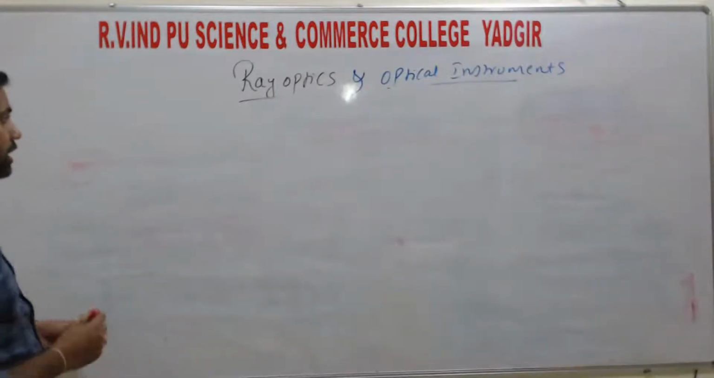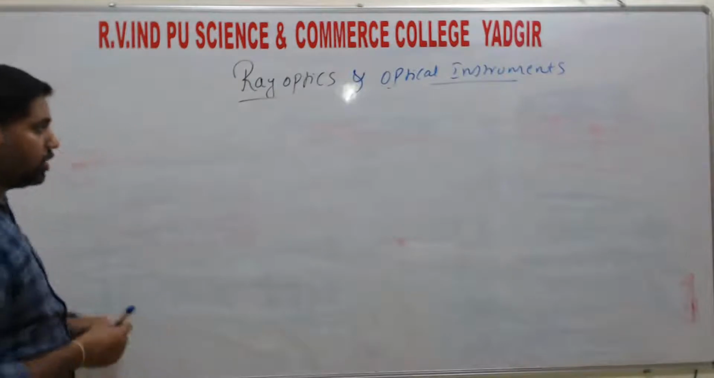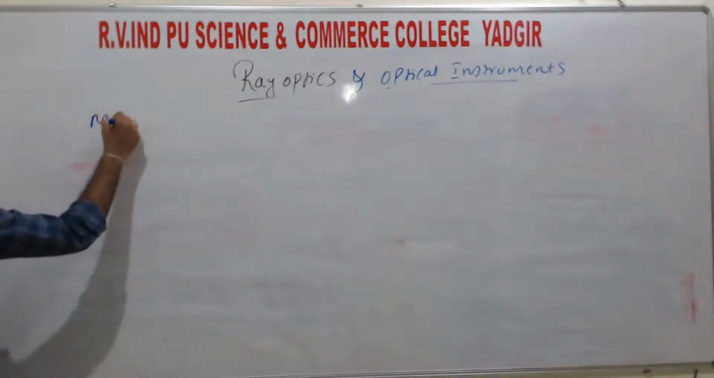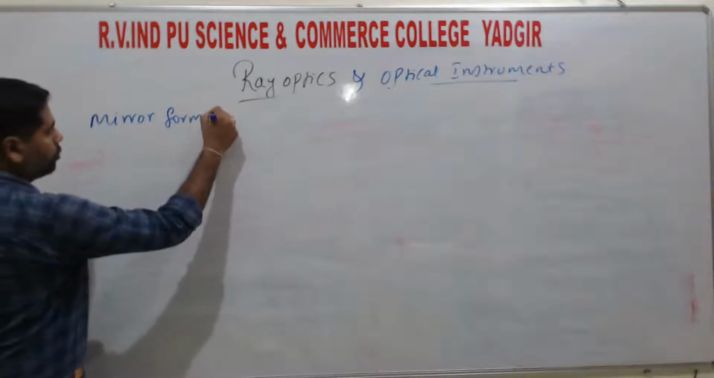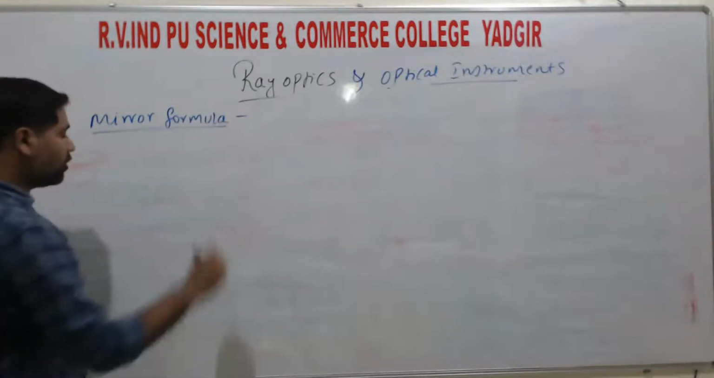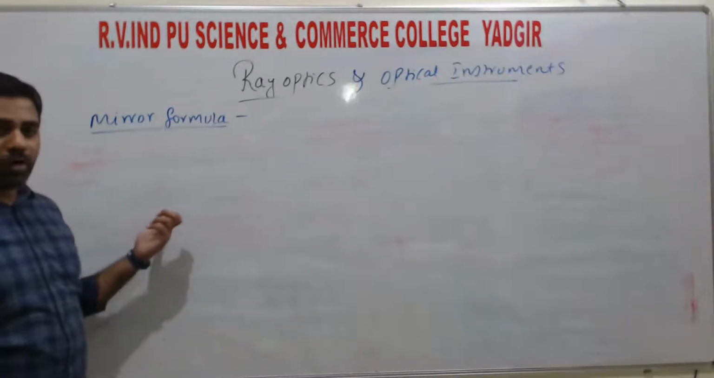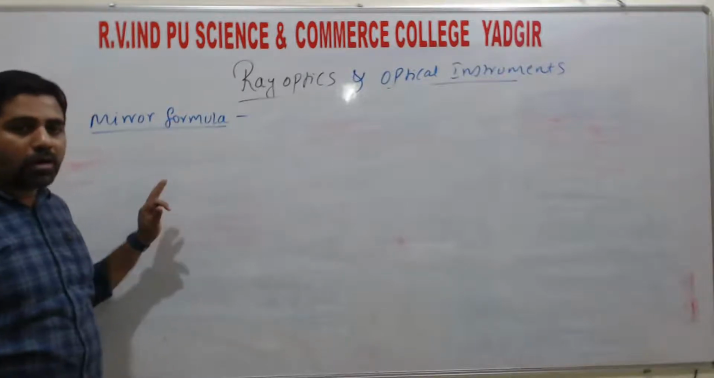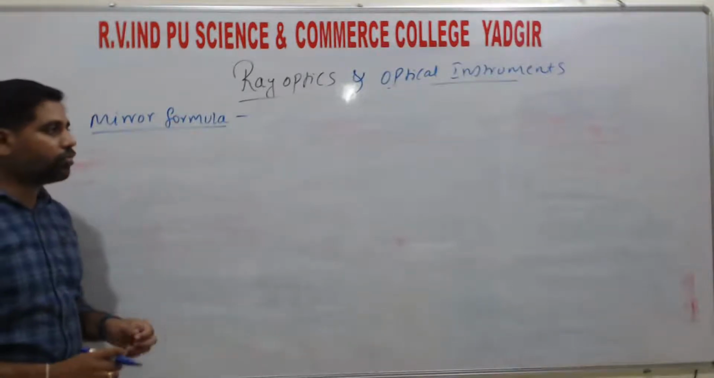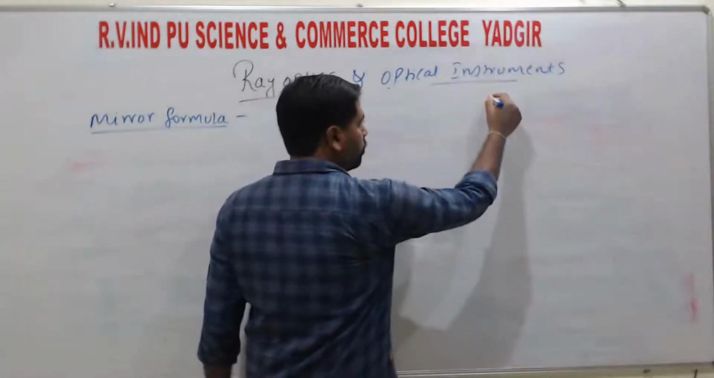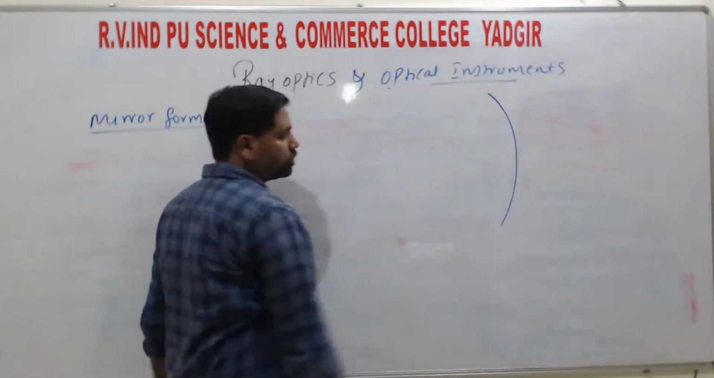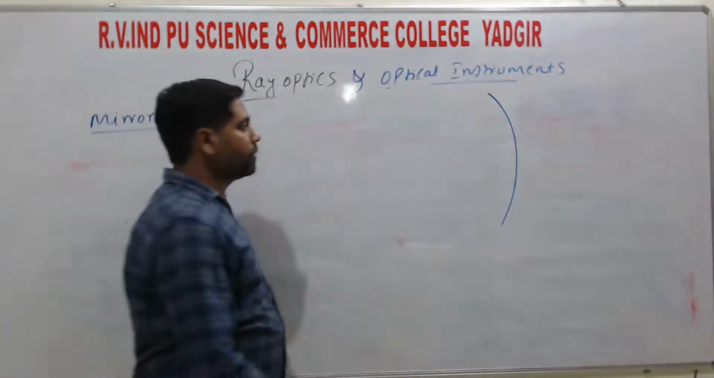So next relation is the mirror formula. From this they may ask a numerical problem, or they may ask for the derivation. So for that we need to know the derivation to solve the problem, right?